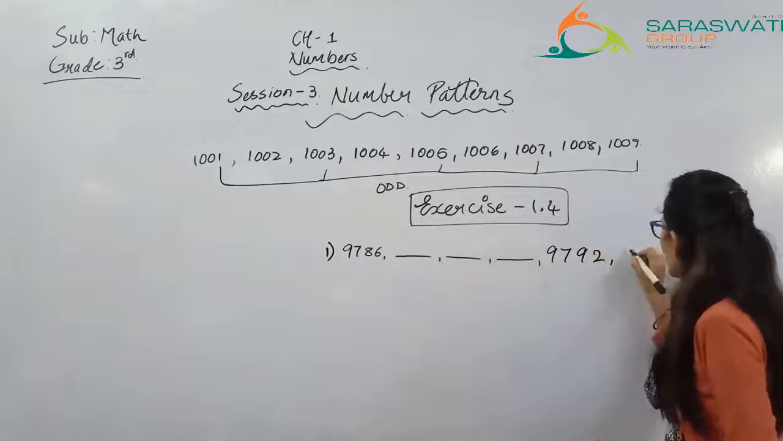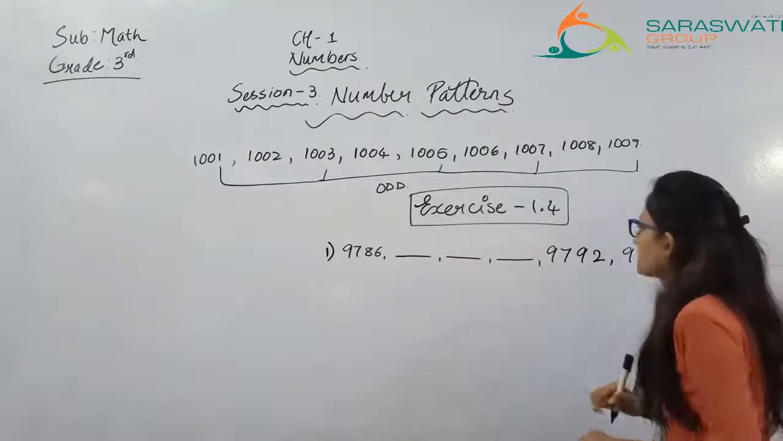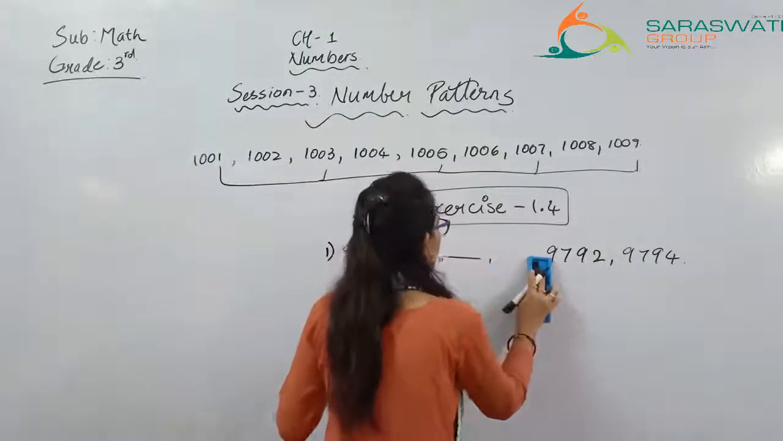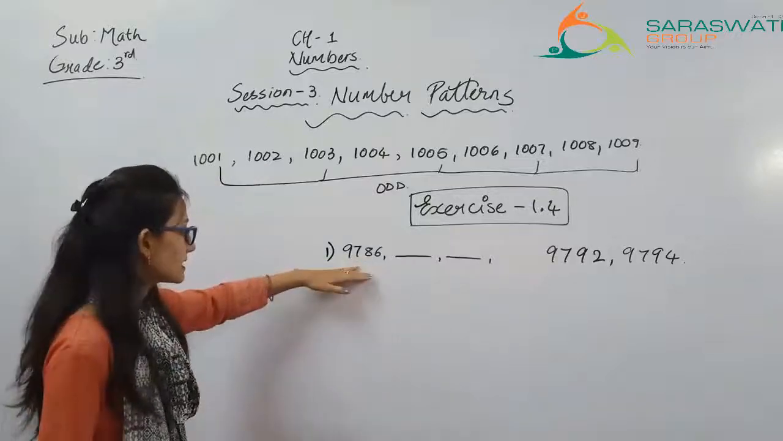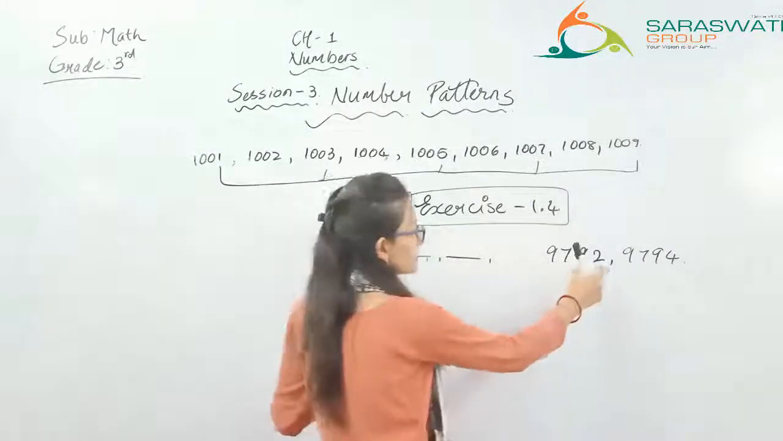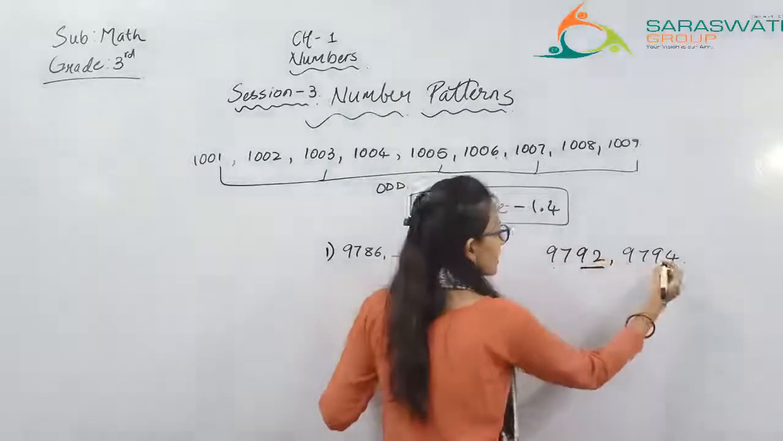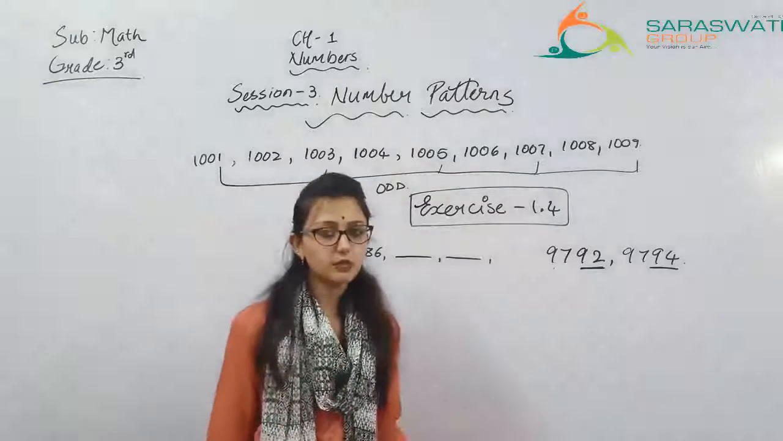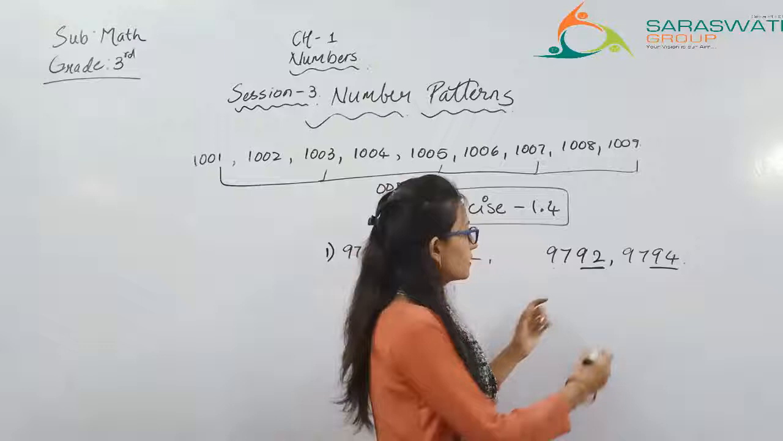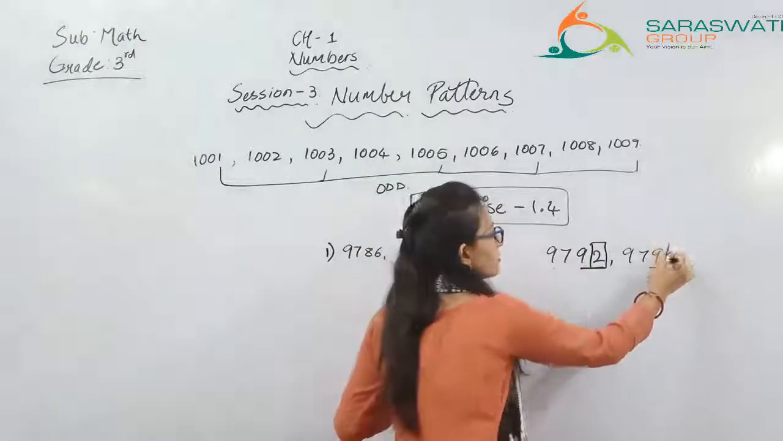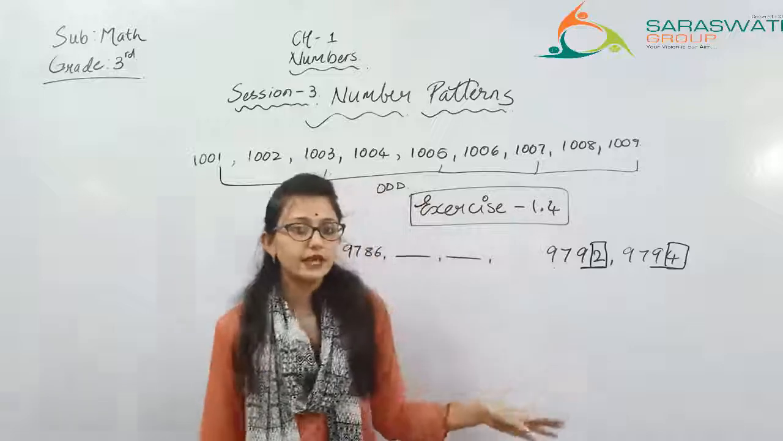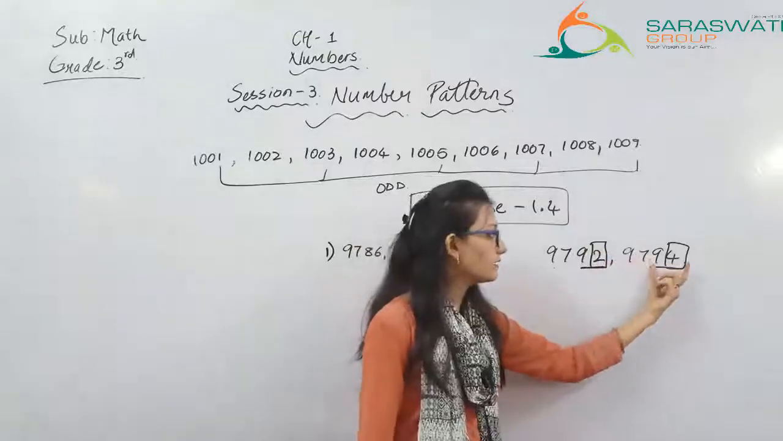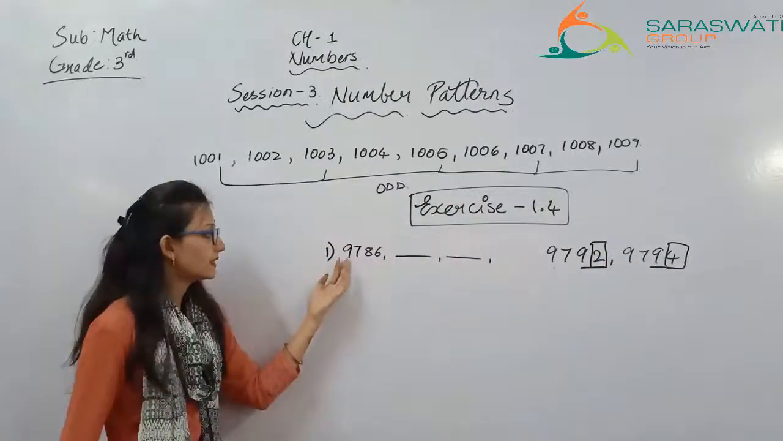Like 9792, 9794. So here you have to write the answer. What is given over here is 9786, and here see the difference, 9792 and 9794. That means we have to move on with the help of even numbers. This is divisible by 2. You have to just see the last digit. It is divisible by 2. Yes, it is divisible by 2. Then how will you solve it? 9792 and 9794. So what will you write here?